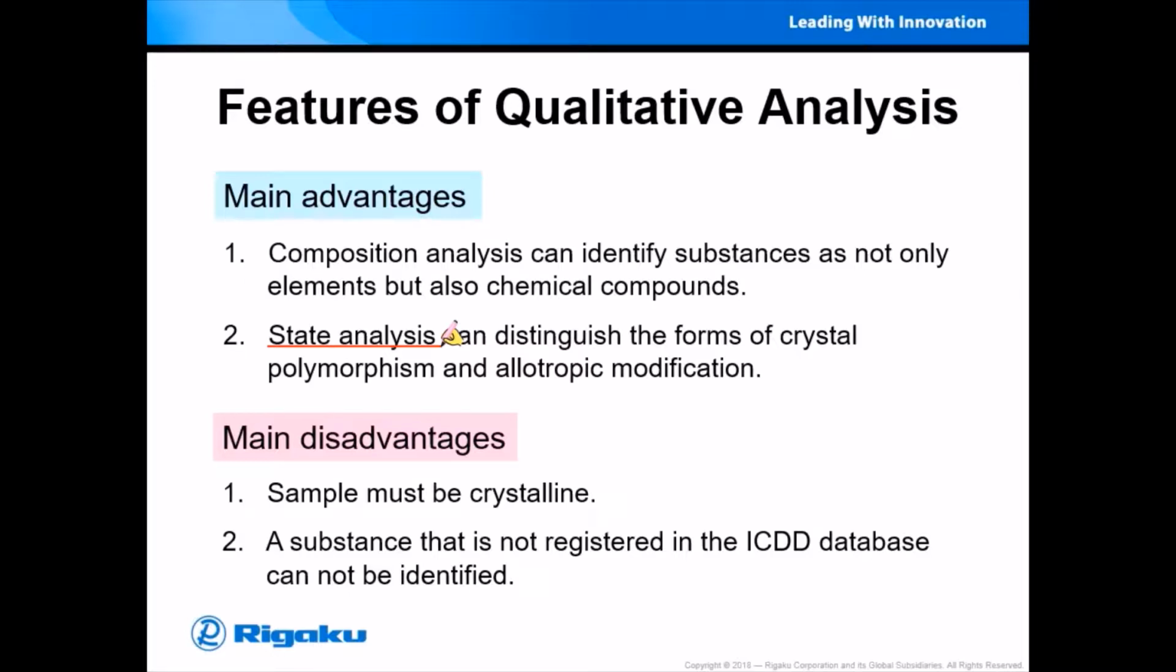Unfortunately, there are also two main disadvantages. The sample for qualitative analysis must be crystalline. Any sample of gas, amorphous solid or liquid cannot be identified. And also a substance which is unregistered in the database cannot be identified. Now I'll start to explain the main advantages.